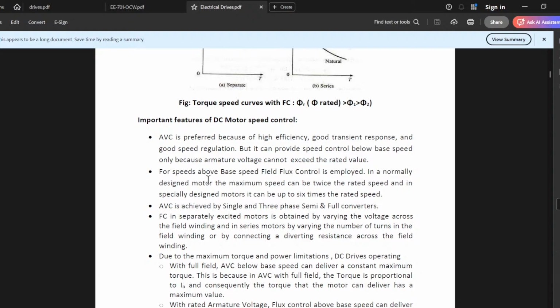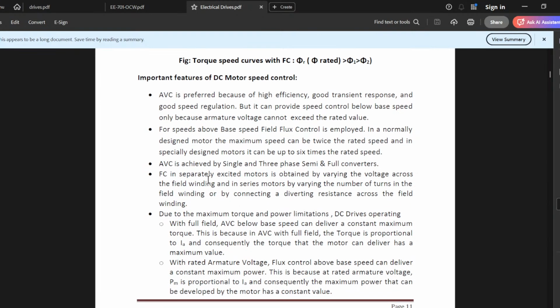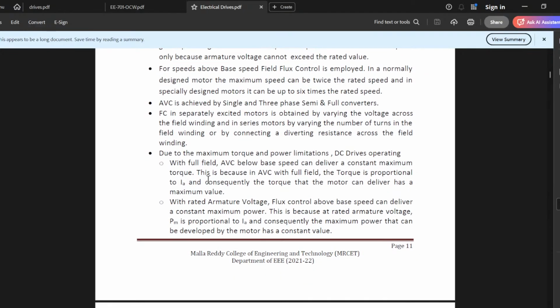But it can provide speed control only below base speed. Armature control alone cannot exceed the rated value. For speeds above base value, field flux control is employed. In a normally designed motor, the maximum speed can be twice the rated speed. AVC is achieved by single and three phase, semi and full converters.